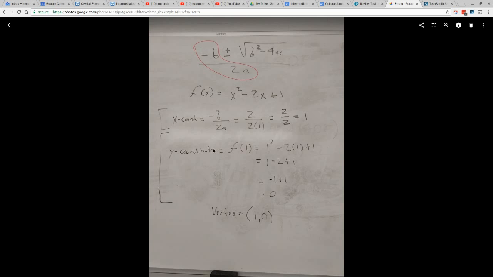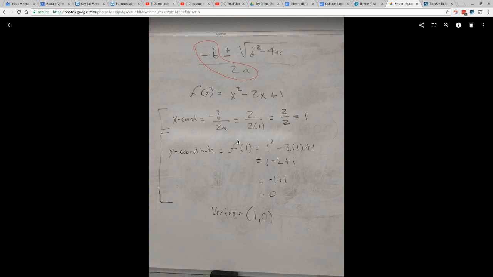The y-coordinate I just find by plugging in 1, the x-coordinate, into the function. So I'm just going to plug it in for the x's. That's 1 squared minus 2 times 1 plus 1, and I get 0. So the vertex of this parabola, or this quadratic function, is going to be (1, 0).